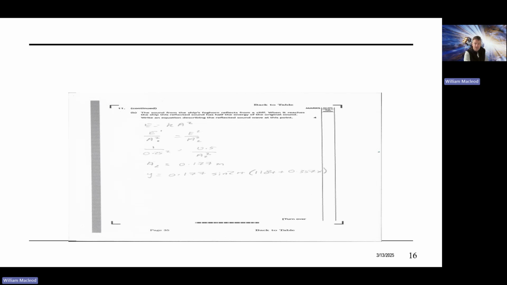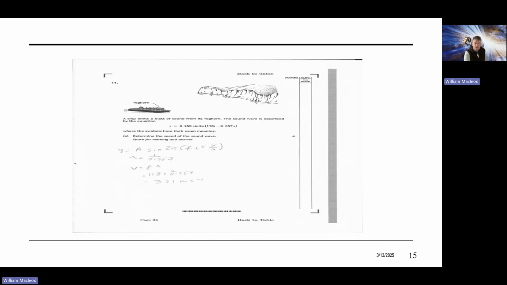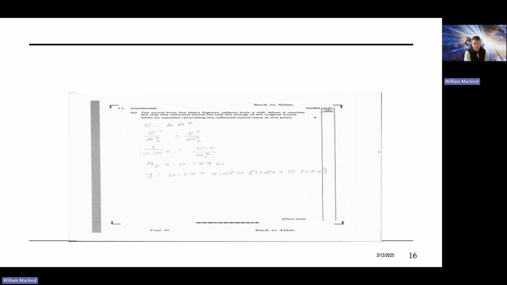So we can put that into our equation. Remember our equation here, and we can see the equation at the top of the page. We put that into our equation, and instead of minus 0.357x, we put plus, because the wave is now going back, going left now. So it's changed direction. So there we have it. That's the equation.